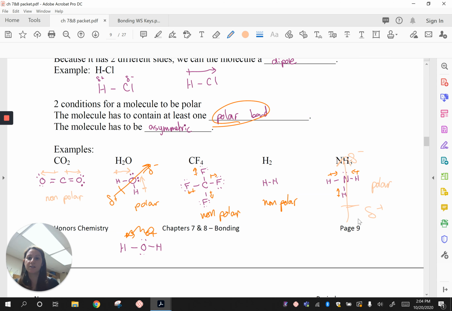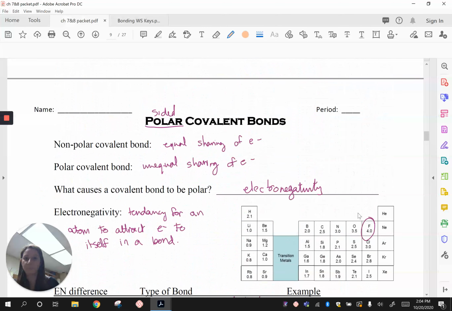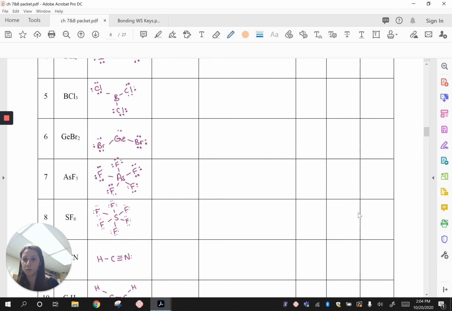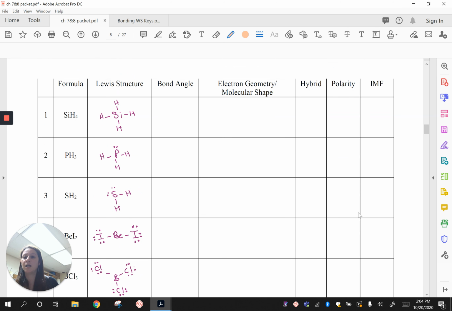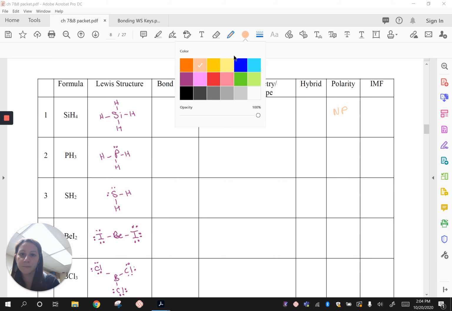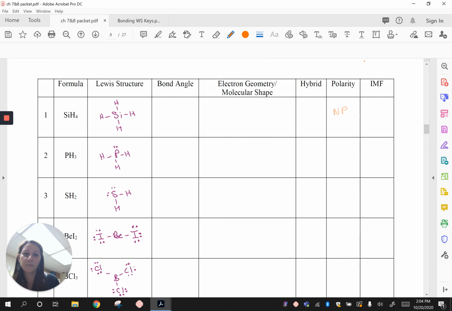So let's practice with the previous page where we took notes over VSEPR theory, and let's try to figure out if these are polar or non-polar. So this one right here looks like it's all symmetric. You can look around your silicon, everything around it is the same, so that would be non-polar. I'm going to use NP for non-polar. Let's use a darker color.